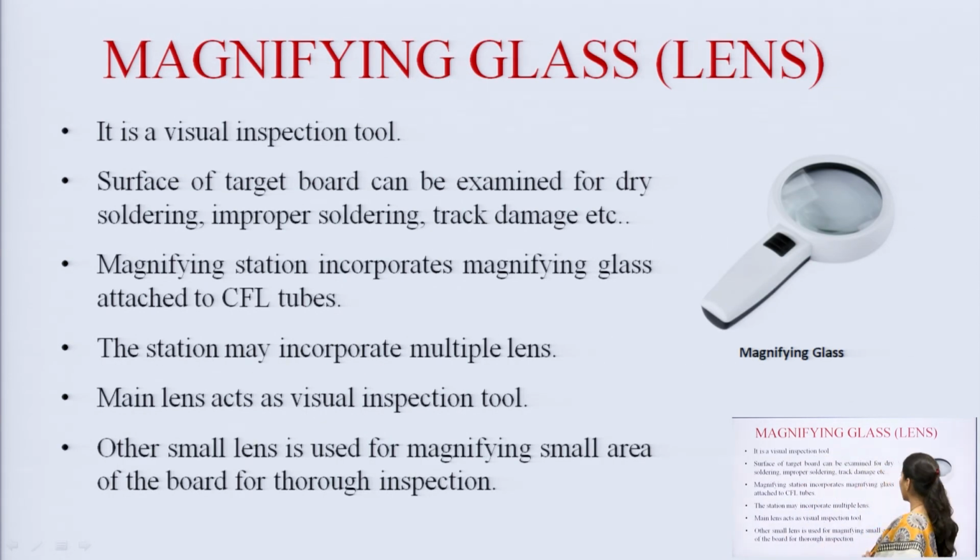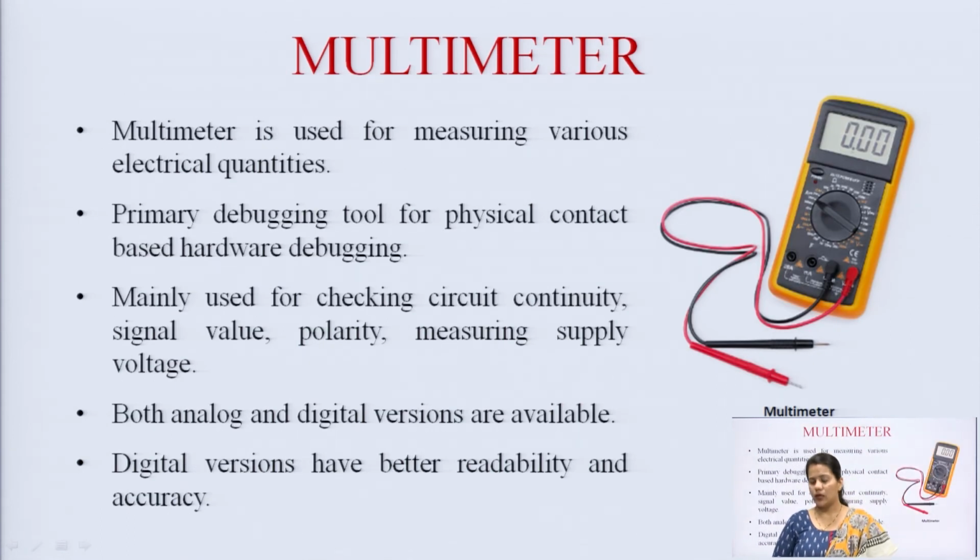So, this is the magnifying glass, you must all be well aware of this. In complex systems, many CFL tubes may also be attached to the magnifying glass. So, the station may incorporate multiple lenses also. The main lens acts as the inspection tool, and the small lenses are used for magnifying the small areas in and around the device to be checked. So, this is one of the tools. Multimeter is another, it is used for checking circuit continuity, signal values, polarity, measuring supply voltage, etc.